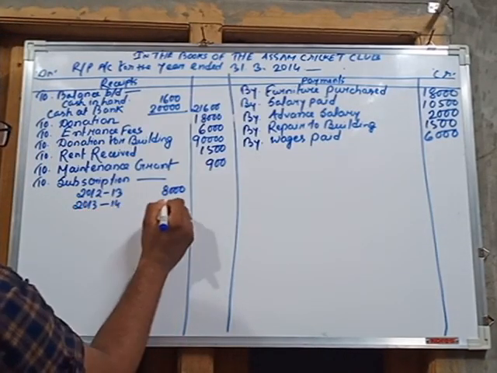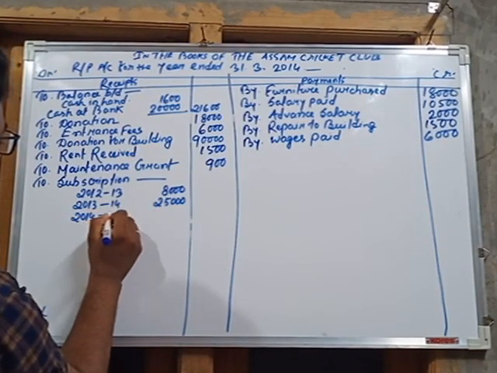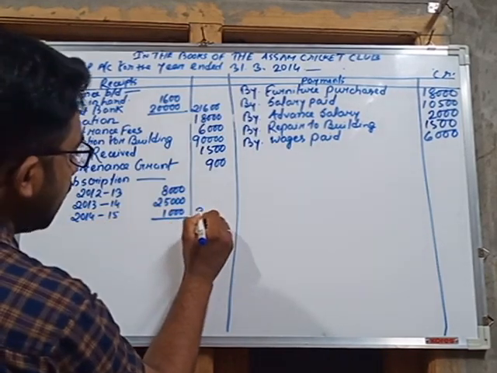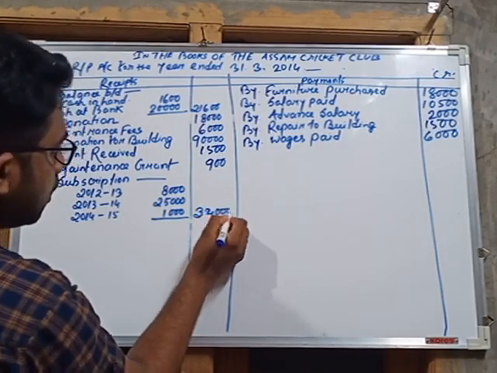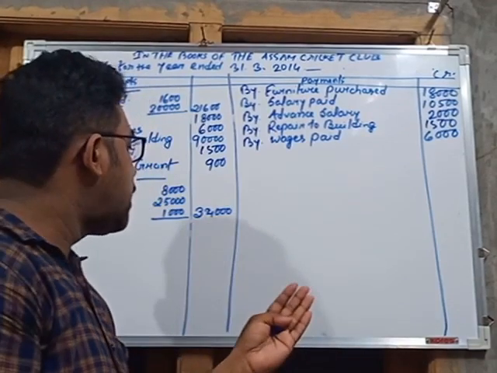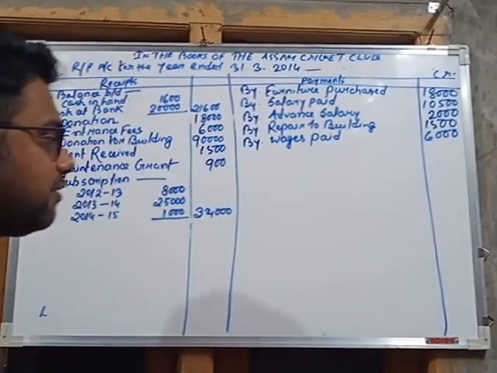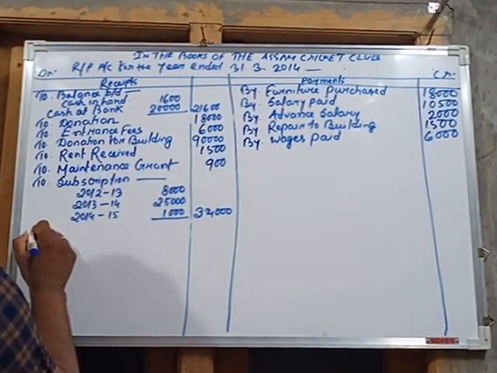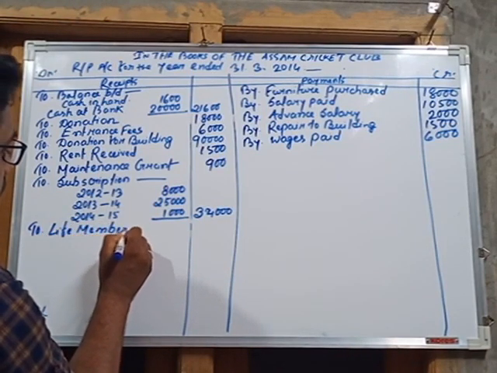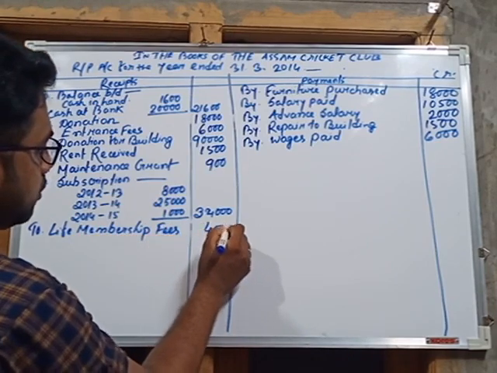2013-14, 25,000, and 2014-15, 1,000. That means the whole amount is rupees 34,000. That means in the current year they have received a total of rupees 34,000 as subscription. Next one is the life membership fees. It will also come in the receipt side. Life membership fees, amount of rupees 4,000.